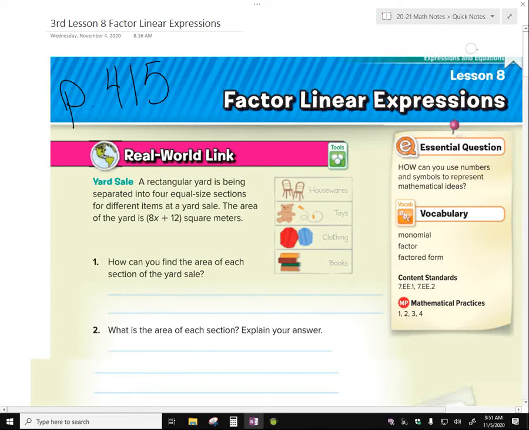Page 415. 415. Oh, did you find something that you didn't know what it was? Uh-oh. All right.